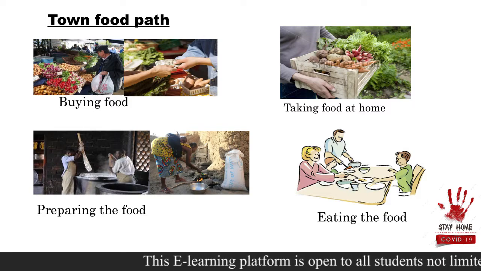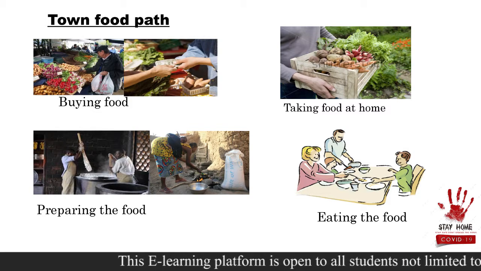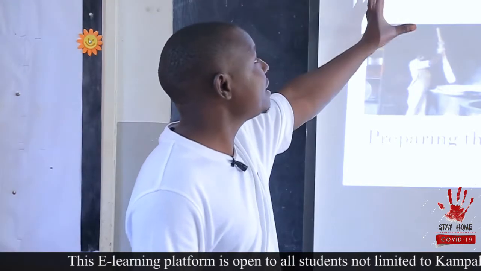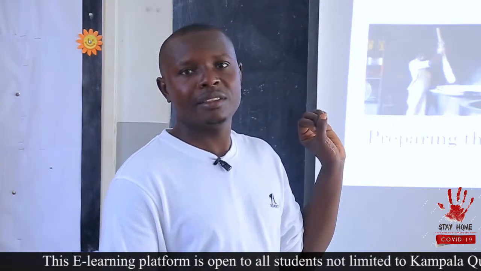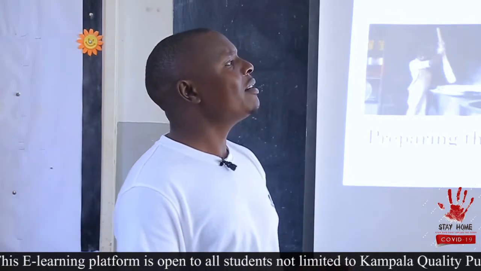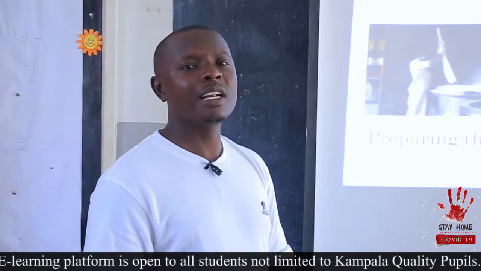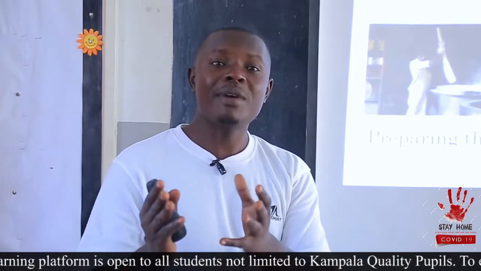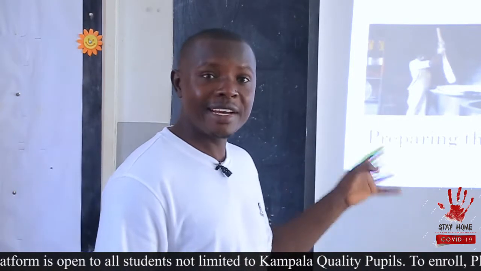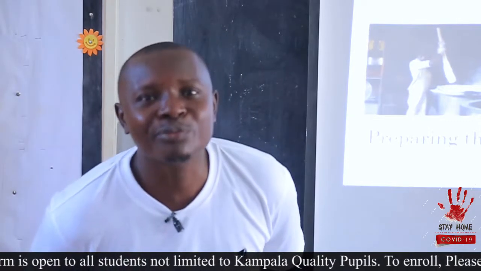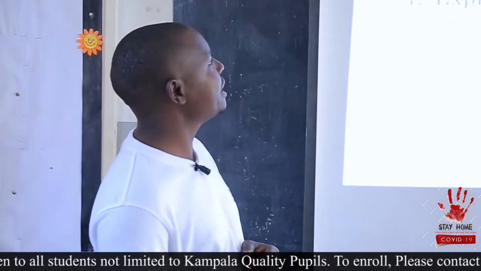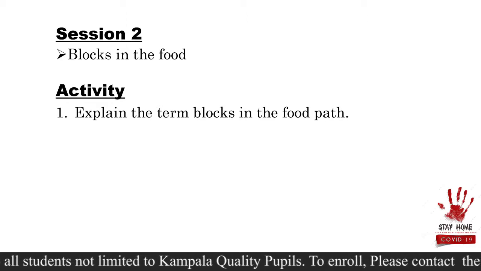Then we look at the last stage in the food path, which is eating the food. These are simply the stages of the town food path. And I think in our homes, this is what takes place. Like yesterday, I saw mommy passing by the market and buying some food, taking it home, preparing it, and you enjoyed. Didn't you?